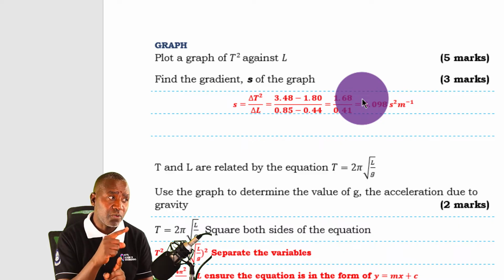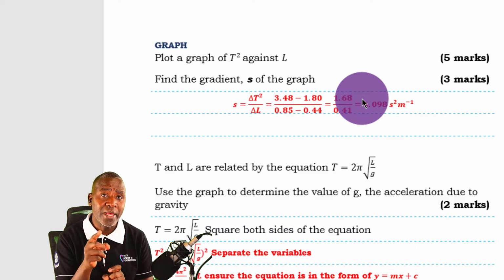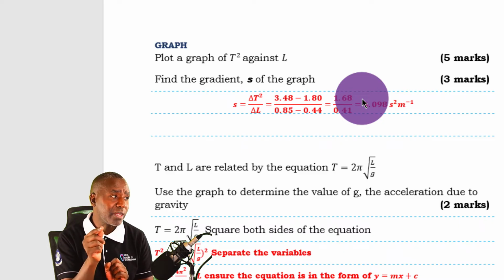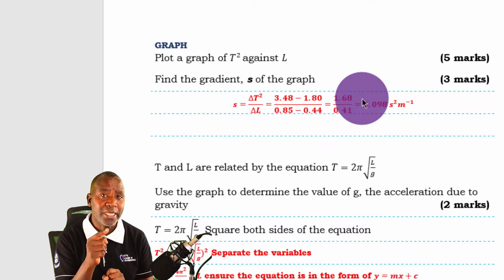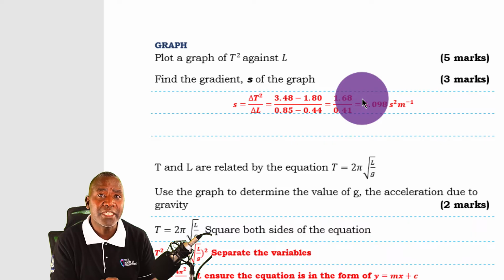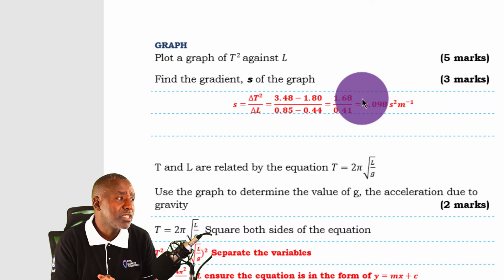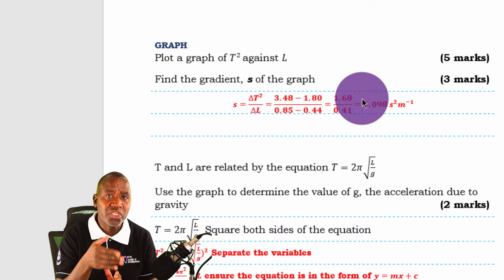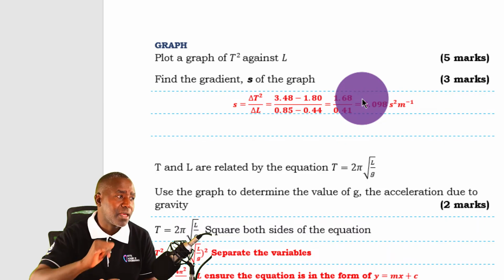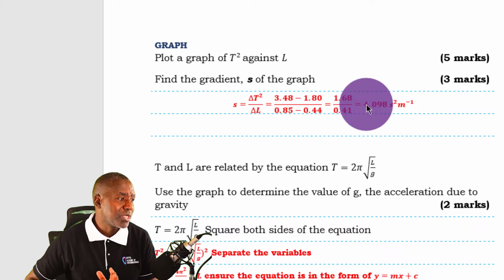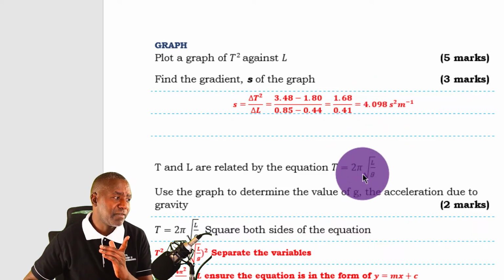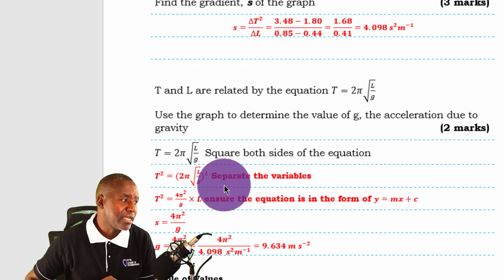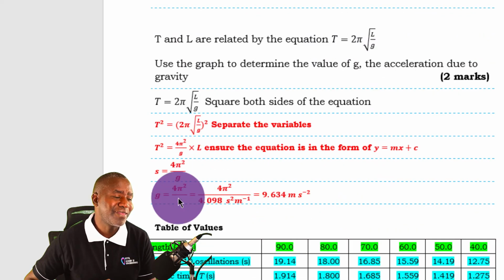For example, the quantity on the y-axis is t squared with units seconds squared. The quantity on the x-axis is L, length, with units meter. So the SI units of that gradient will be seconds squared per meter, or second squared slash meter, like I've already shown there. So once you've done that, you've been given the equation, you have rearranged it in order to find the gradient.